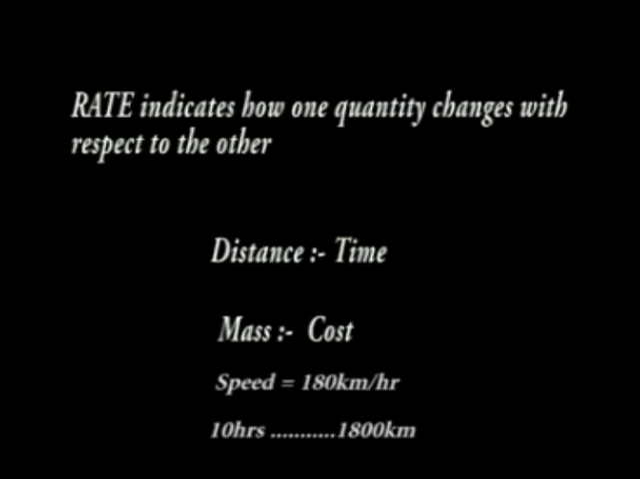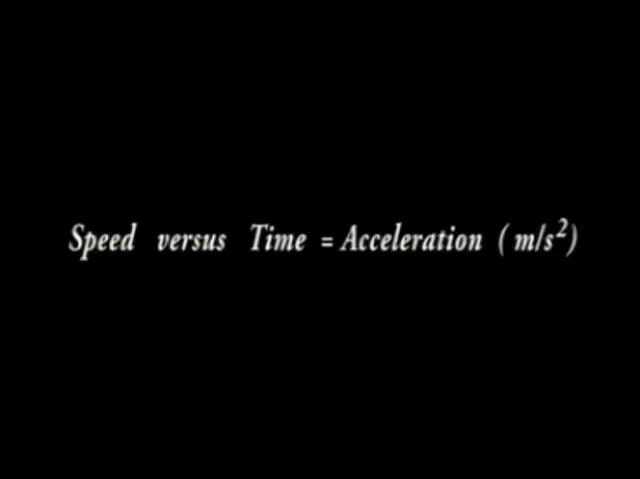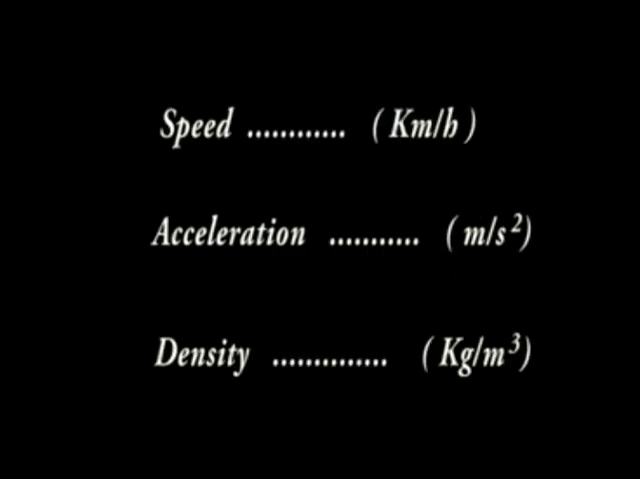The rate of change of distance with time is called speed, or velocity if the travel is in a straight line. The rate of change of speed with time is called acceleration. The rate of change of mass with volume is called density. The units of rates depend on those of the two quantities in question, that is, kilometers per hour, meters per second squared, kilograms per meter cubed, and so forth.